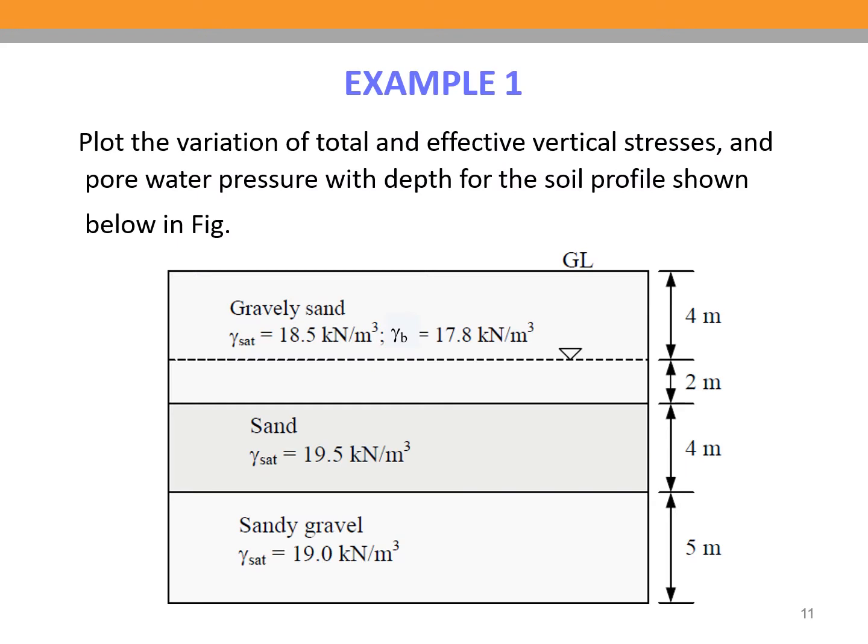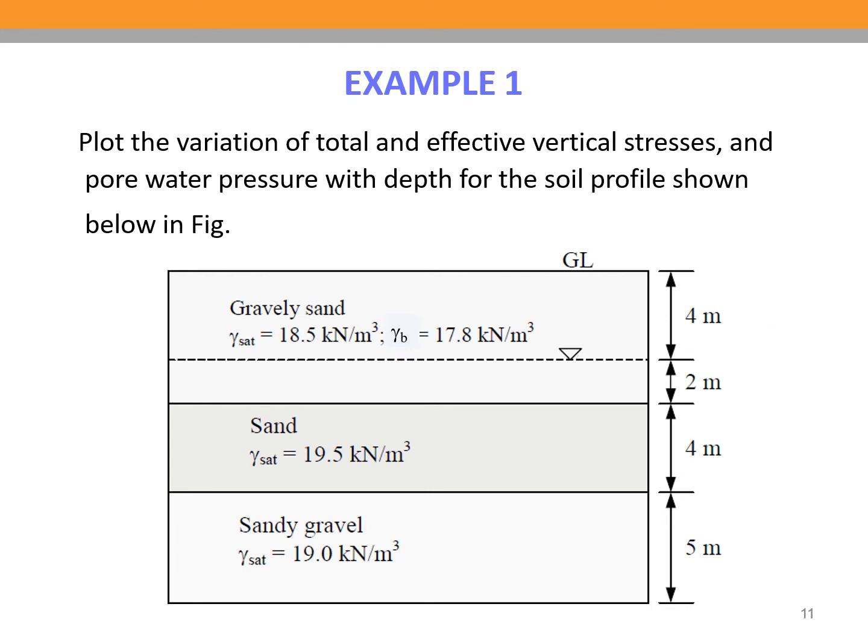Now look at this example. You are being asked to plot the variation of total and effective vertical stresses and pore water pressure with depth for the soil profile shown below. So look at that, we have the gravelly sand as the topmost layer, then the sand and the sandy gravel over here, and the groundwater table is present over here.